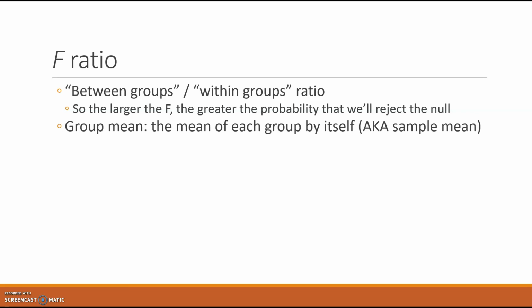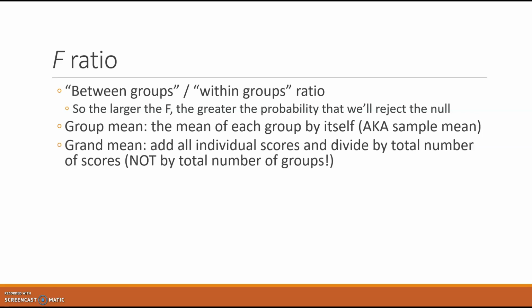So what we need to find this, first of all, is what's called the group mean, which is also known as the sample mean. It is the mean of each group by itself. So if you have 3 groups, the mean of group A, group B, and group C. But then we also have what's called the grand mean, where we add up all the individual scores. All the scores, we add group A to group B to group C, we add up all those scores, and we divide by the total number of scores. So basically it's a mean covering all of the different groups. So the group mean is a group individually, the grand mean is all of the groups.